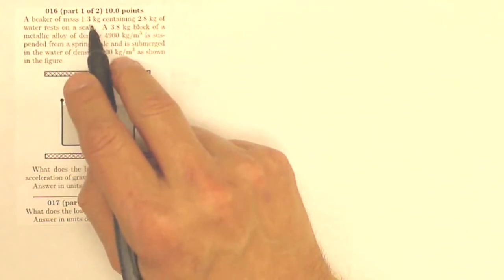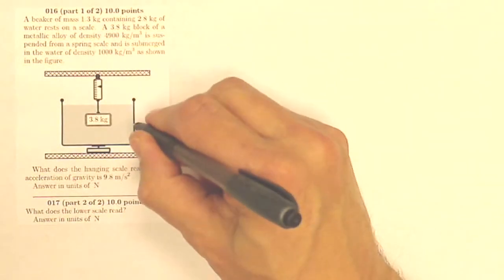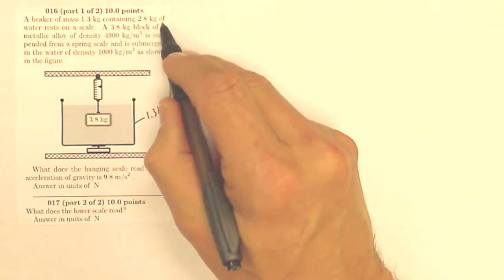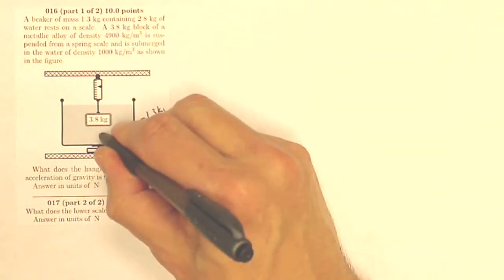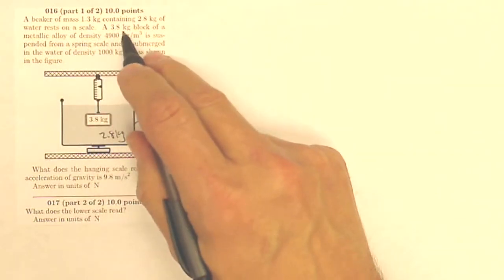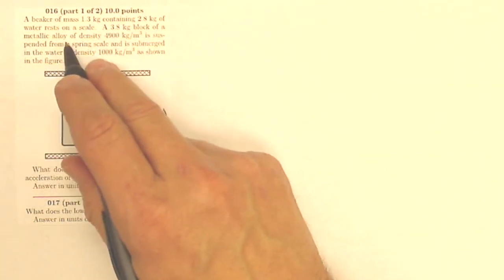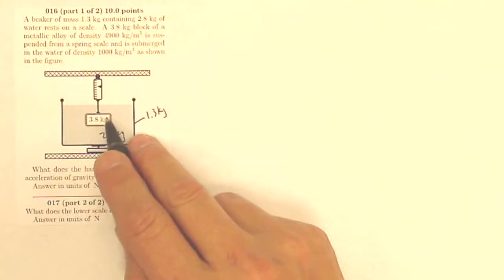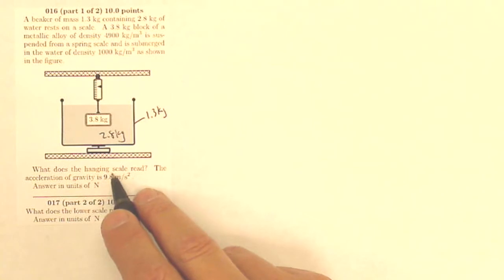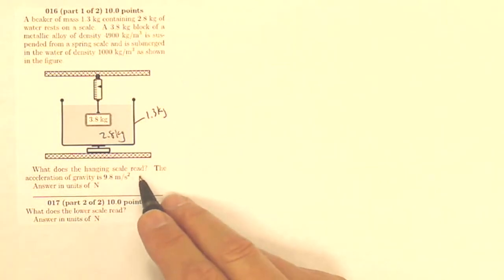A beaker of mass 1.3 kilograms, containing 2.8 kilograms of water, rests on a scale. A 3.8 kilogram block of a metallic alloy is suspended in a spring scale and is submerged in the water as shown in the figure. What does the hanging scale read?